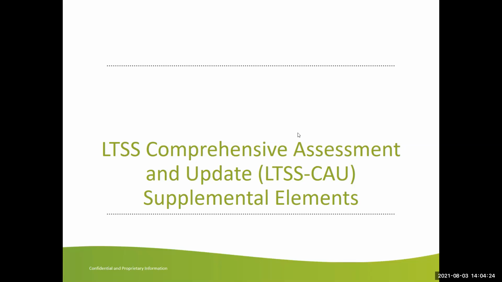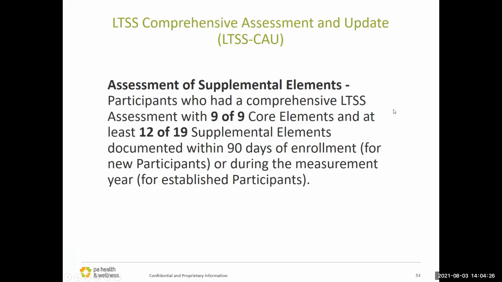Thanks, Olivia. We could go ahead and move on to the next slide. So this is a little bit of a review of what Marcy and Olivia have already gone over, but I don't think it hurts to review it again. As we've been talking about this CAU measure, comprehensive assessment element, in order to be considered compliant, we have to meet 9 of those core elements and 12 of 19 of those supplemental elements that we're about to go through just now. And that's documented within the 90 days of enrollment for our new participants and during the year for our established participants.